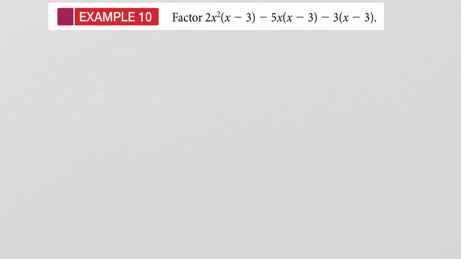And for our final example, we have a strange looking expression here. This polynomial has three terms. We have a term here, a term here, and a term here. And notice that all three of these terms have an x minus 3 in it. So I can pull out that x minus 3. And what I have left over after doing that is 2x squared minus 5x minus 3. And then the question is, can we factor this? And the answer is yes, I think.